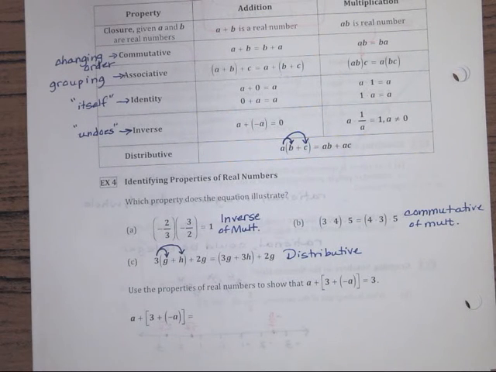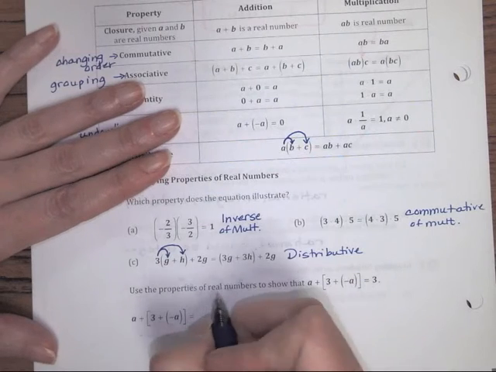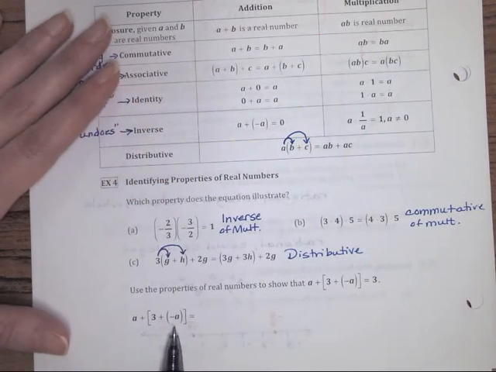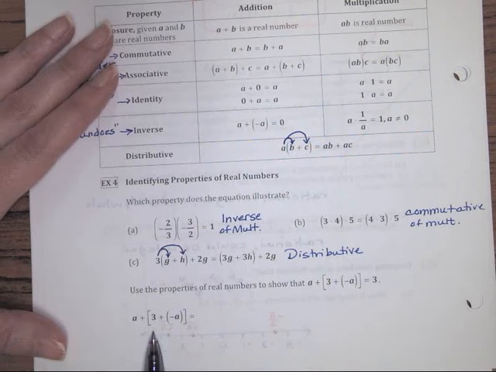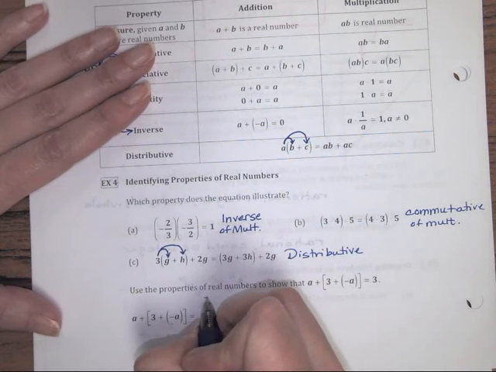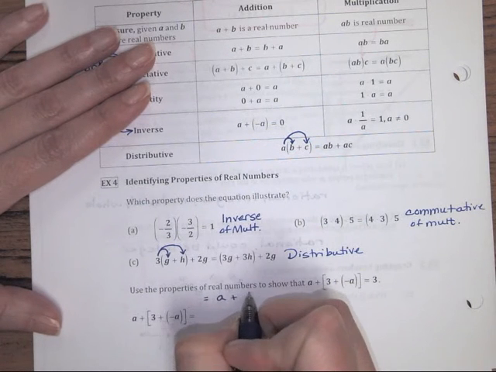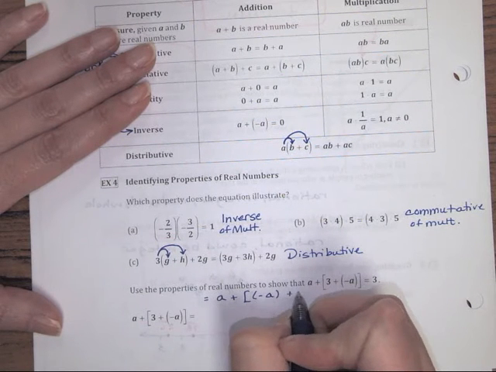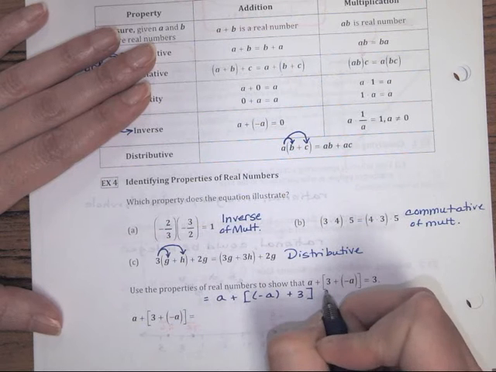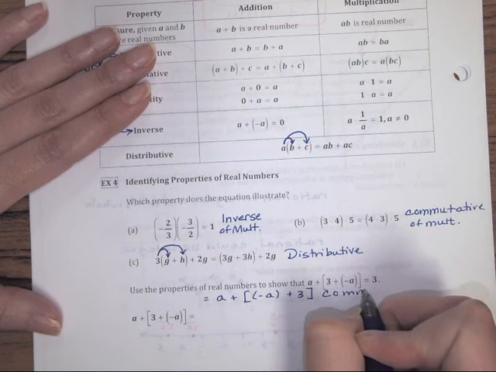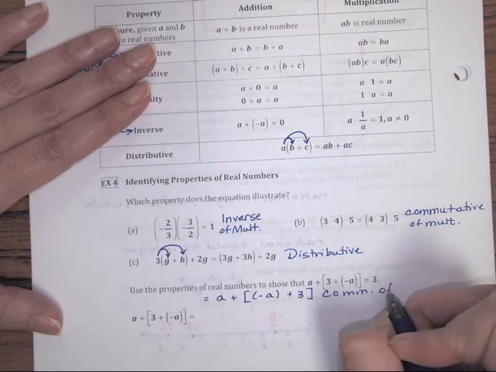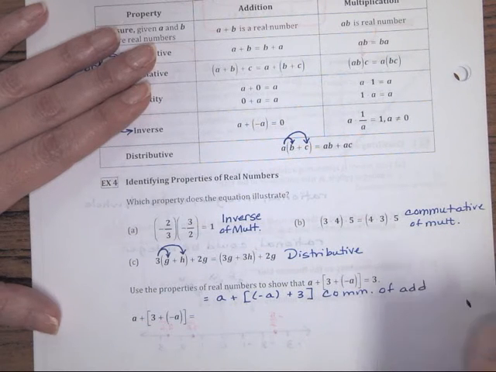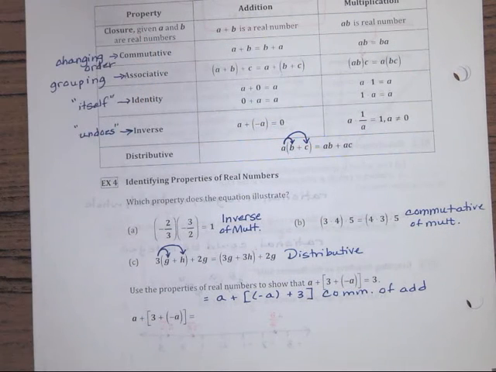So the first thing I'm going to do when I do this is I'm going to use my commutative property. All right? So this is going to equal A. I'm going to leave my brackets here, and I'm going to put negative A plus 3. So all I did was use my commutative property of addition.